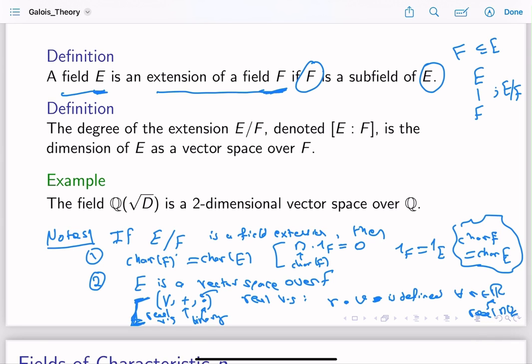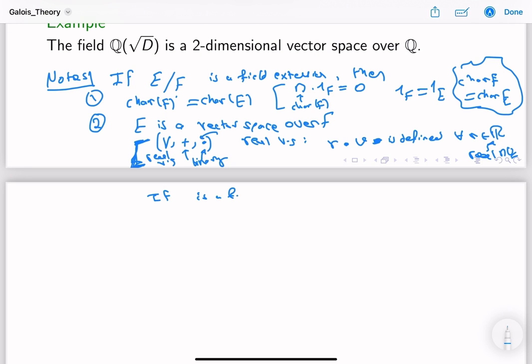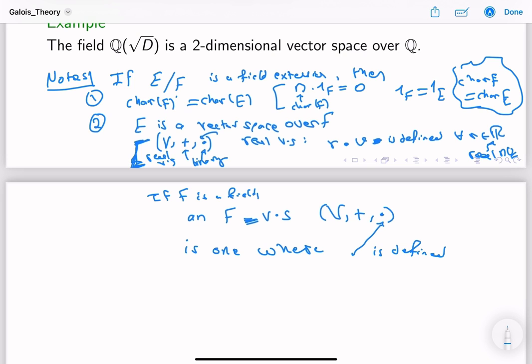Now, what is an F vector space? If F is a field, an F vector space, let's call it V, with addition and scalar multiplication, is a vector space where the scalar multiplication is defined for multiplication of vectors of V by elements of F. So let me clarify here.